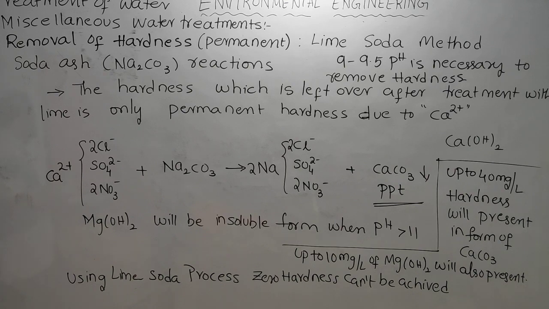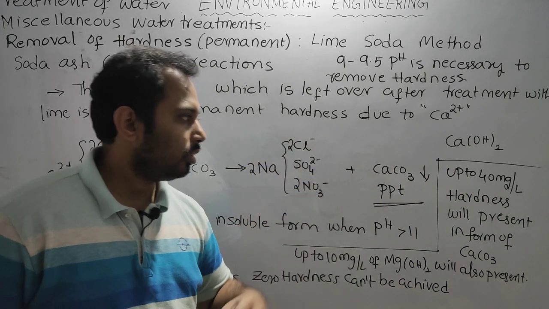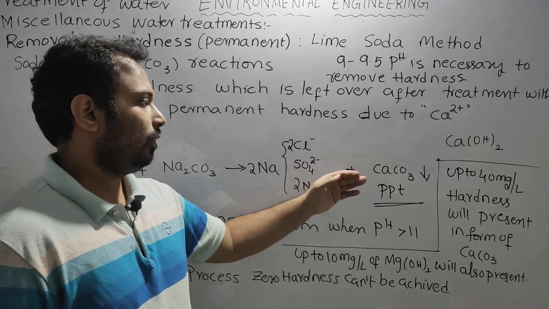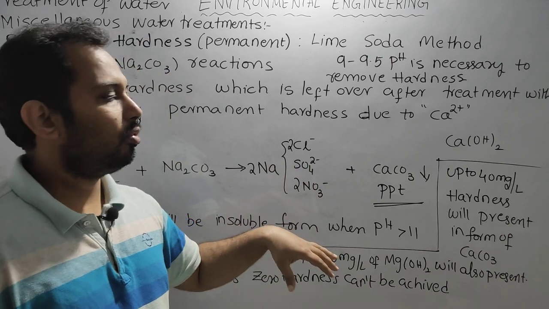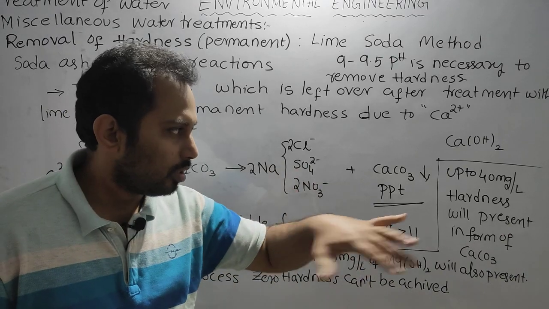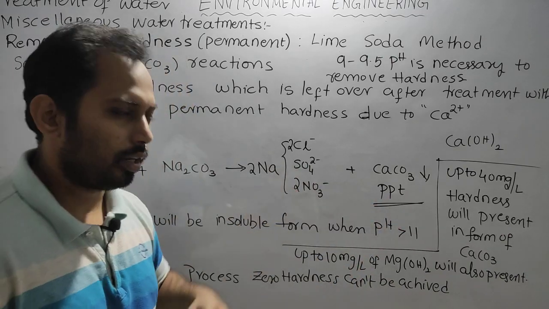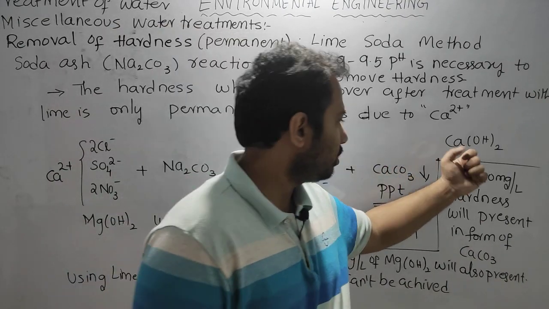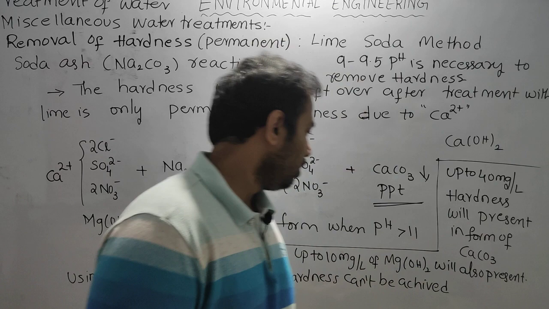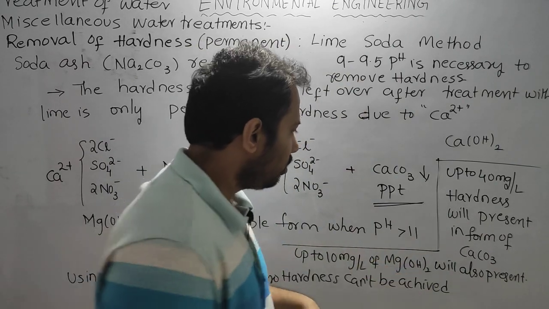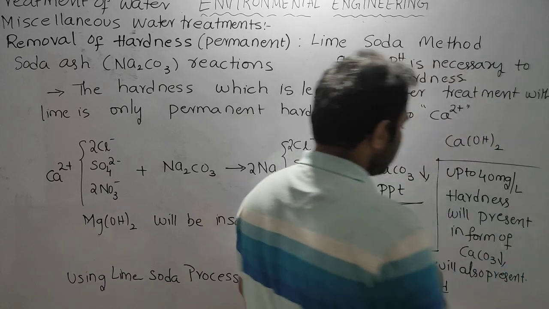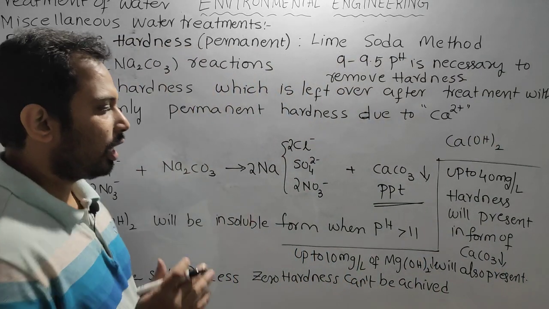So likewise we do the lime soda process. And whatever hardness is not removed in the lime soda process may get removed somewhere in the distribution system because of any reason. This Ca(OH)2 or CaCO3 or Mg(OH)2, they can also become precipitate, but depending upon the conditions.